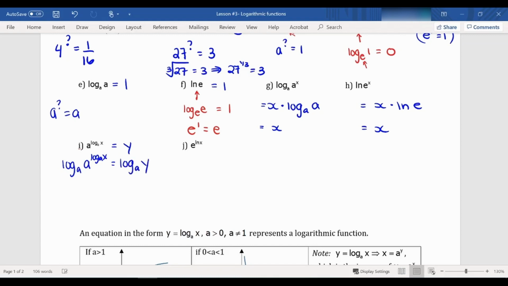I'm going to log both sides. If I log both sides, on the left I can bring that exponent down in front, and I'd have log base a of x times log base a of a. Now log base a of a is 1. So I get log base a of x equals log base a of y, or x is equal to y. In other words, a to the power of log base a of x is equal to x.